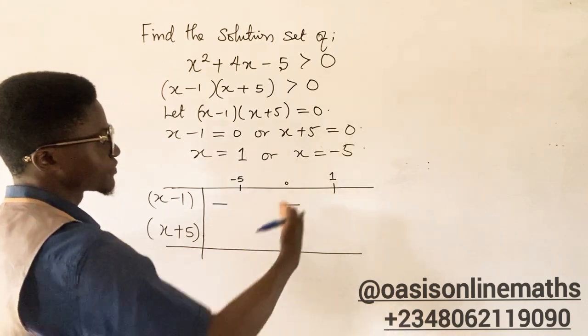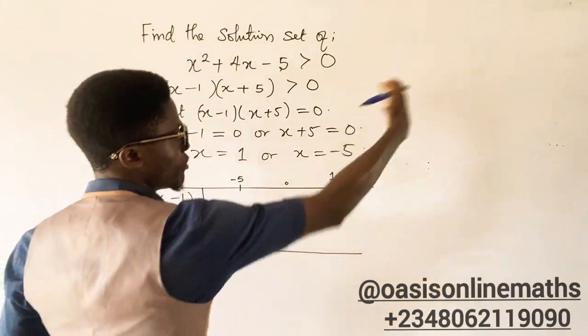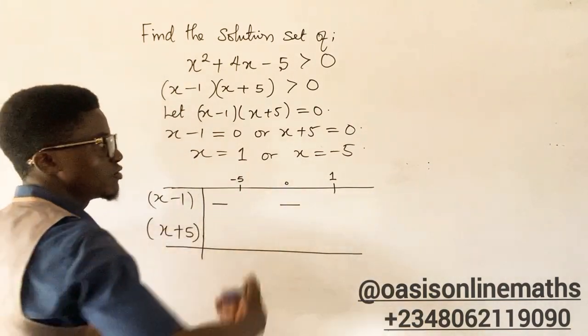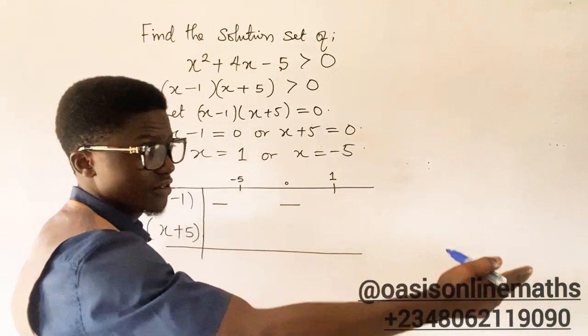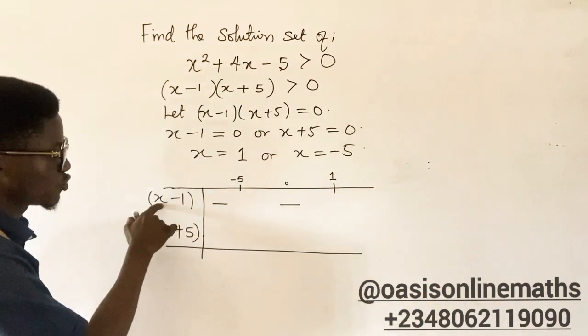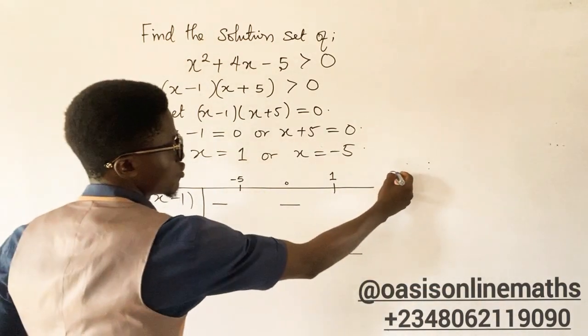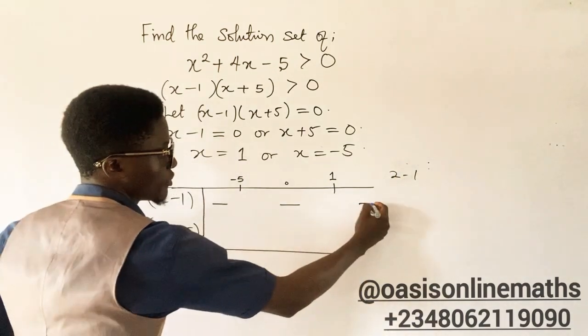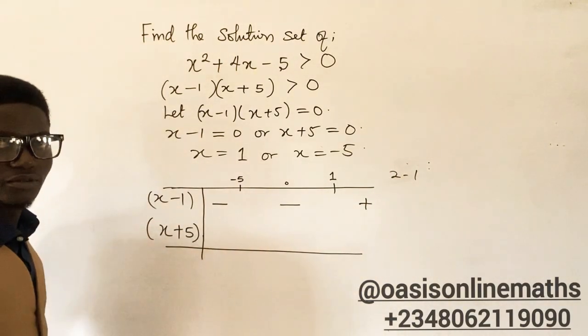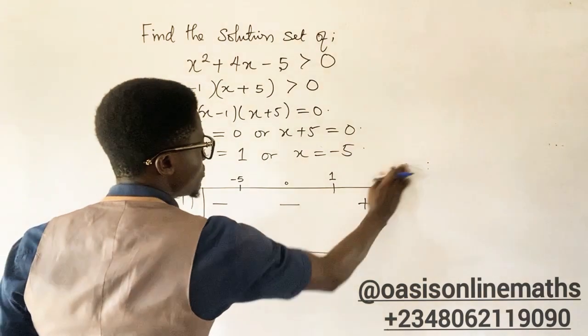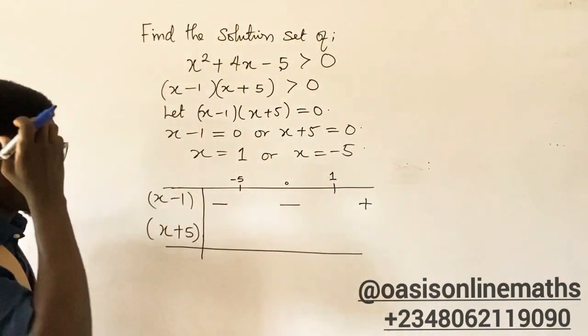Then afterwards, any value above 1, we can pick 2. Okay, you can pick 3. So if you put 2 here, that is 2 minus 1, we shall have positive 1. Okay, that is how to do it. Then we repeat the same process for this factor as well.